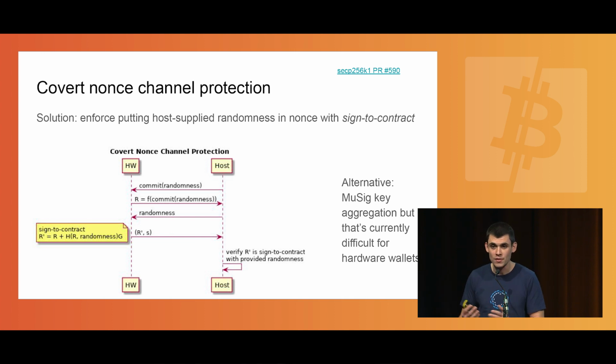Now, when the host receives this signature, the host just needs to check, is my randomness actually included? If not, the signature is not sent out to the blockchain, and probably some alert is raised. The alternative is to create a MuSig key aggregation between the hardware wallet and the host, but that's currently very difficult for hardware wallets to do, which we're going to talk about later.